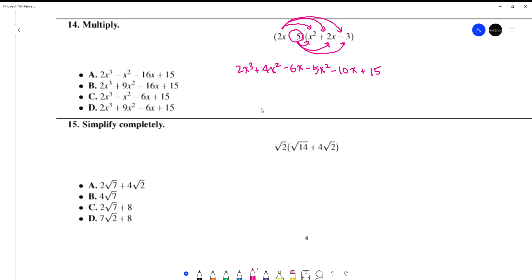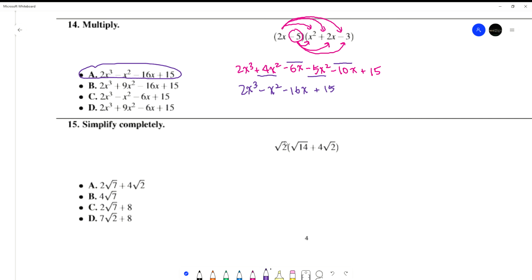Combine like terms, right? So combining like terms gives me 2x cubed. Then I have 4x squared minus 5x squared, right? So 4x squared minus 5x squared is minus x squared. Then I have minus 6x minus 10x, that's minus 16x. And then lastly, plus 15. So 2x cubed minus x squared minus 16x plus 15 is answer choice A.